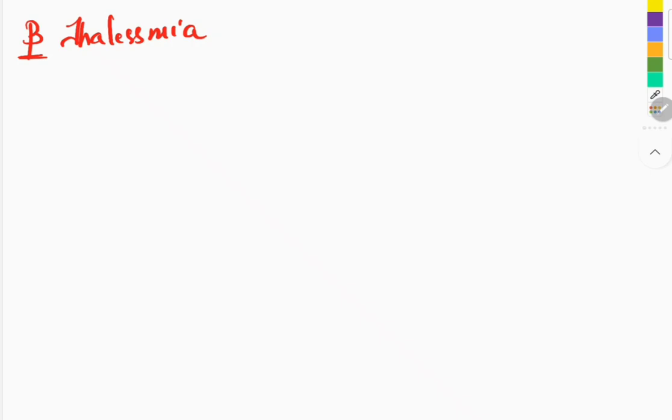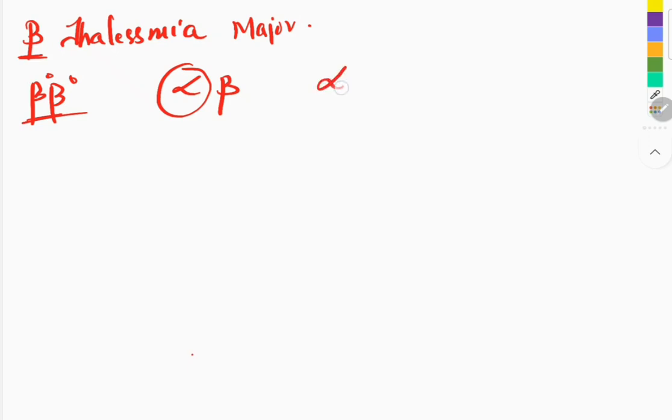Now guys, more in detail about the pathogenesis of beta thalassemia major. Here, I told you this is the genetics. B0 means beta chains are not formed at all. Normally we have two alpha chains and two beta chains, right? But in these people, beta chains are not there. So what will these alpha chains do? These alpha chains will combine with the other two alpha chains.